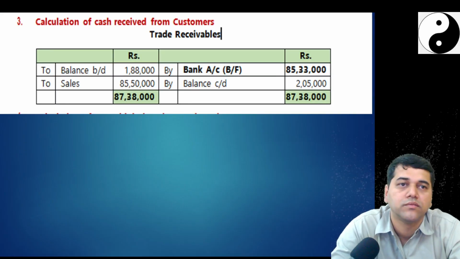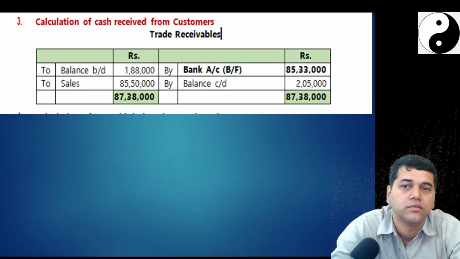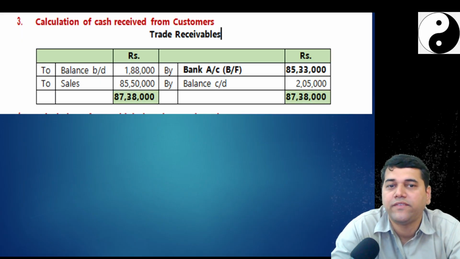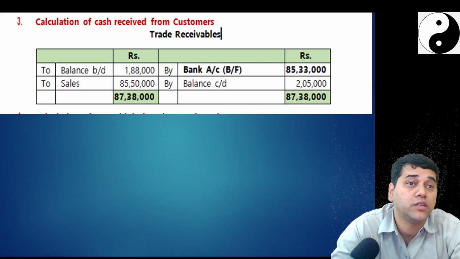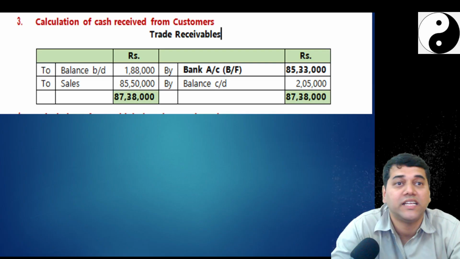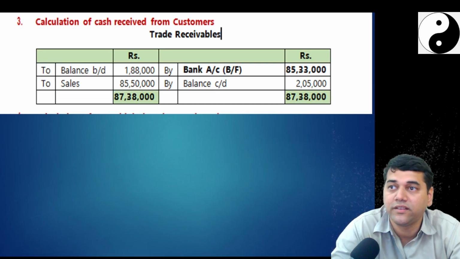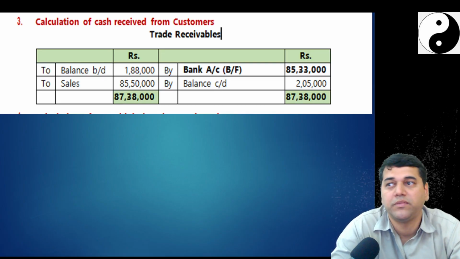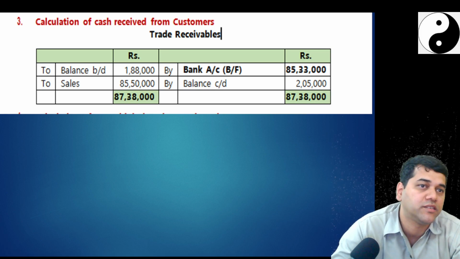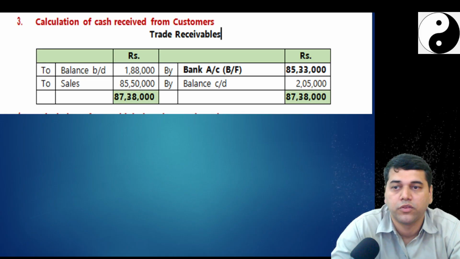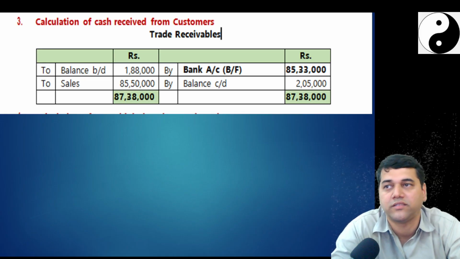How much is the cash received from customers? 1 lakh, 85 lakh, 33,000. Opening customer plus closing. And they said what? One more thing. All are credit sales and credit purchases. That means cash sales are not there. Otherwise, you would have added it. We understand what to do. Because when they said sales, it's all credit sales.